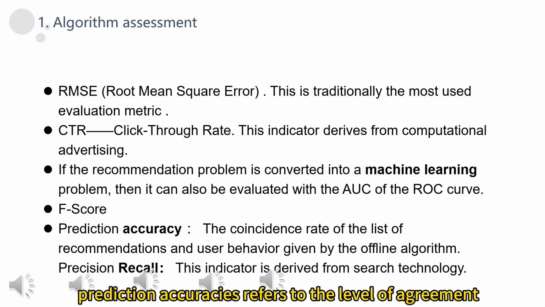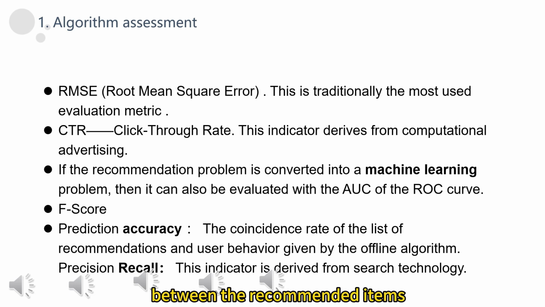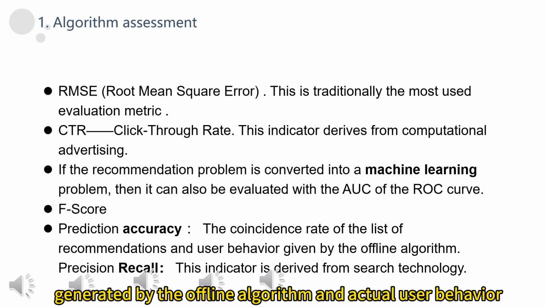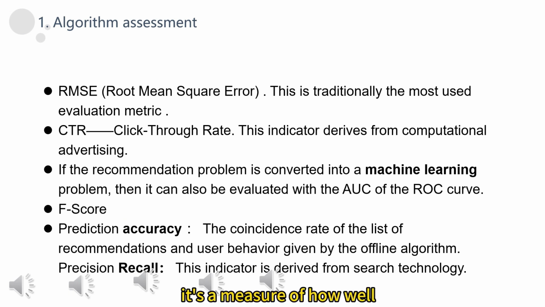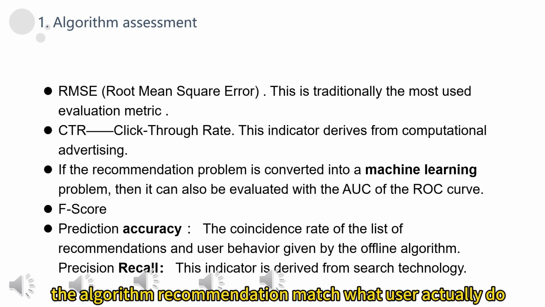Prediction accuracy refers to the level of agreement between the recommended items generated by the offline algorithm and the actual user behavior. It's a measure of how well the algorithm's recommendations match what users actually do.